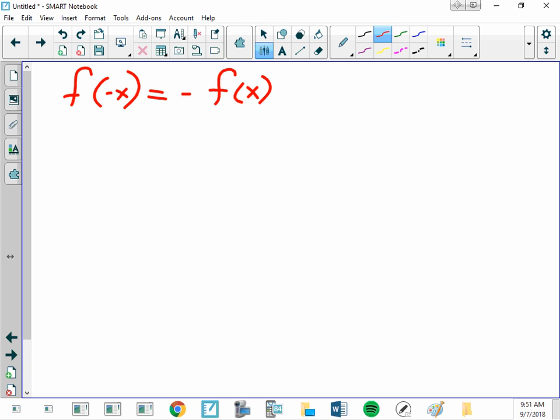So let's write one out. F of negative 2 is equal to negative f of 2. Does that make more sense? So plugging in negative 2 will give me the same answer as what? Good. So this says plugging in negative 2 will give me the same answer as the opposite of plugging in positive 2. Okay? Does that make sense?